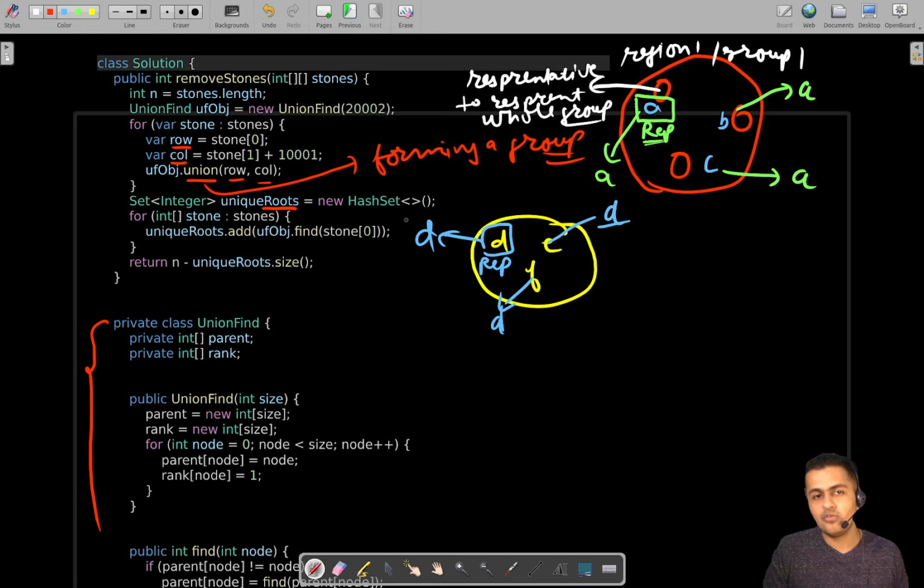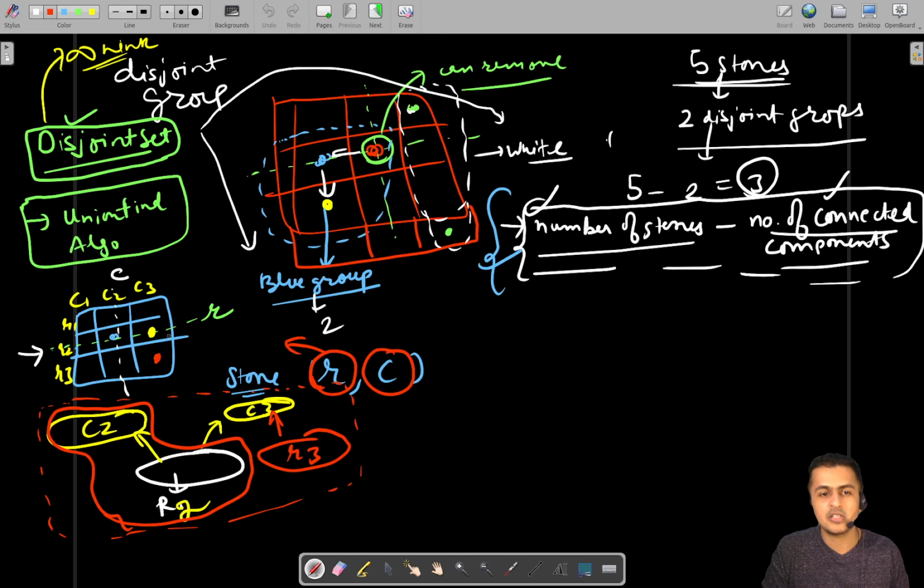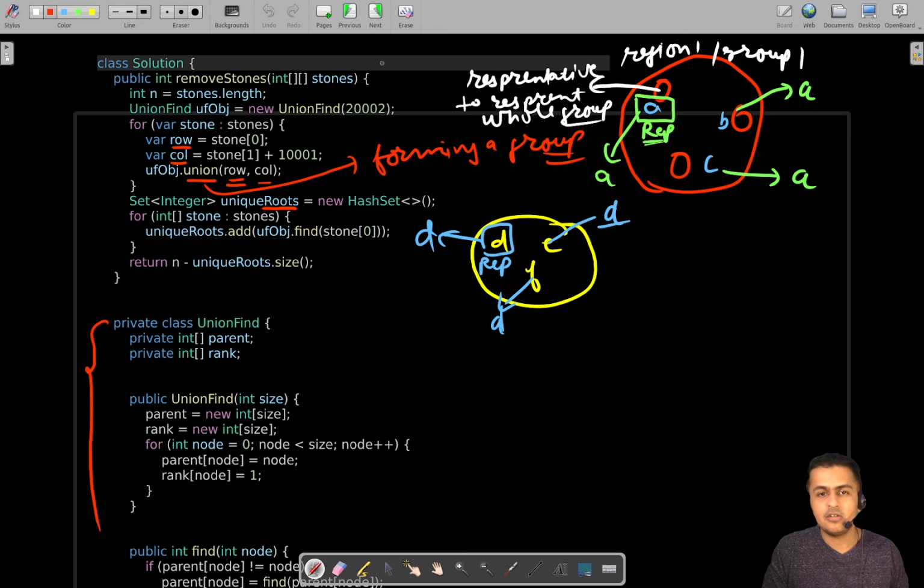So the number of unique roots will be equal to the number of different components. And this is essentially what the disjoint set data structure does. First of all, as we talked about, we will be making the rows and columns into a single group in order to group the stones efficiently, just like we did in this particular slide. See, here we are doing that. So it will help you to group your stones effectively.